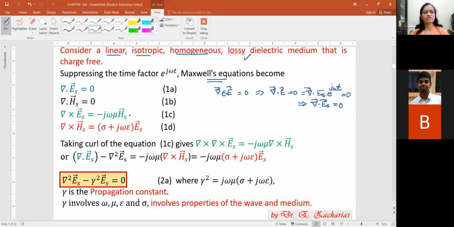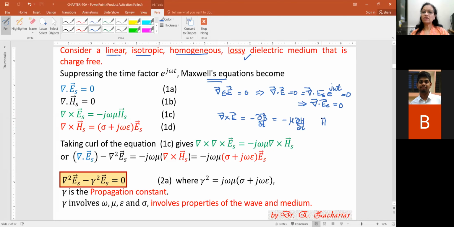Now go to the third equation. The third equation, as you can see, is your Faraday's law. Faraday's law, if you remember, was written as del cross E equal to minus dou, anyone? Dou B by dou t, remember? Now this can be written as minus mu dou H by dou t, since B is equal to mu H.